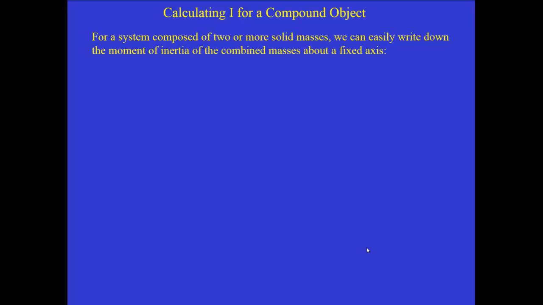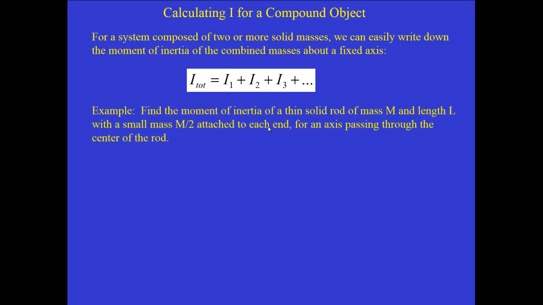There's a very, very simple way to combine their moments of inertia when there's a fixed axis, and that is simply to add them up. So the total moment of inertia, if you've got individual solid objects that have moments of inertia I1, I2, and I3 about the same axis, then just adding them up gives the total moment of inertia about that axis.